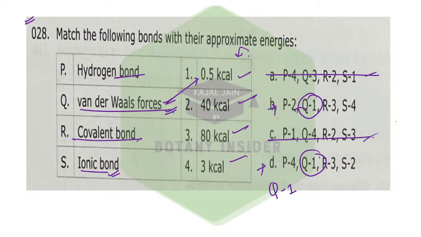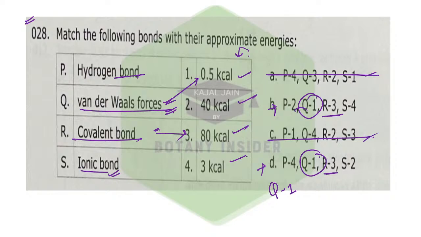I can eliminate first and third with just one option. Then you have covalent bonds. So covalent bonds are of highest energy. That means they are getting marked with your third. That is your covalent bonds with the highest energy.